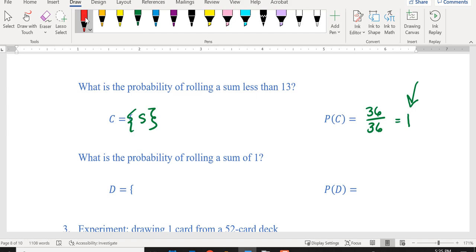Okay, what's the probability of rolling a sum of 1? Well, the smallest sum you can get is when you add up 1, 1, which is 2. So that event is the empty set, and the probability of an empty set is 0. The probability of rolling a sum of 1 is impossible. That's an impossible event.